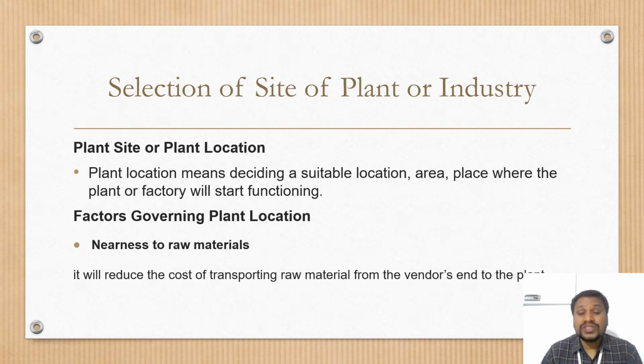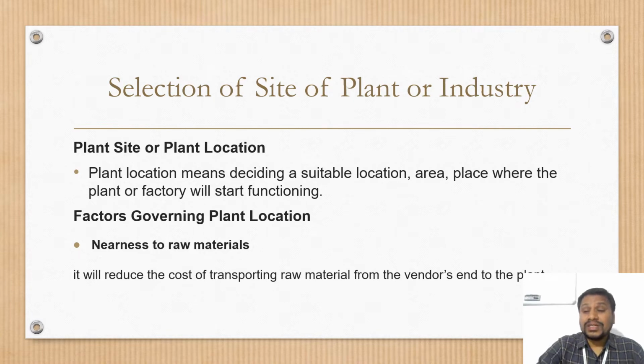Okay, so first, nearness to raw material. If the plant is nearer to the raw material source, no doubt it will reduce the cost of transporting. So the first factor is the nearness to raw material.